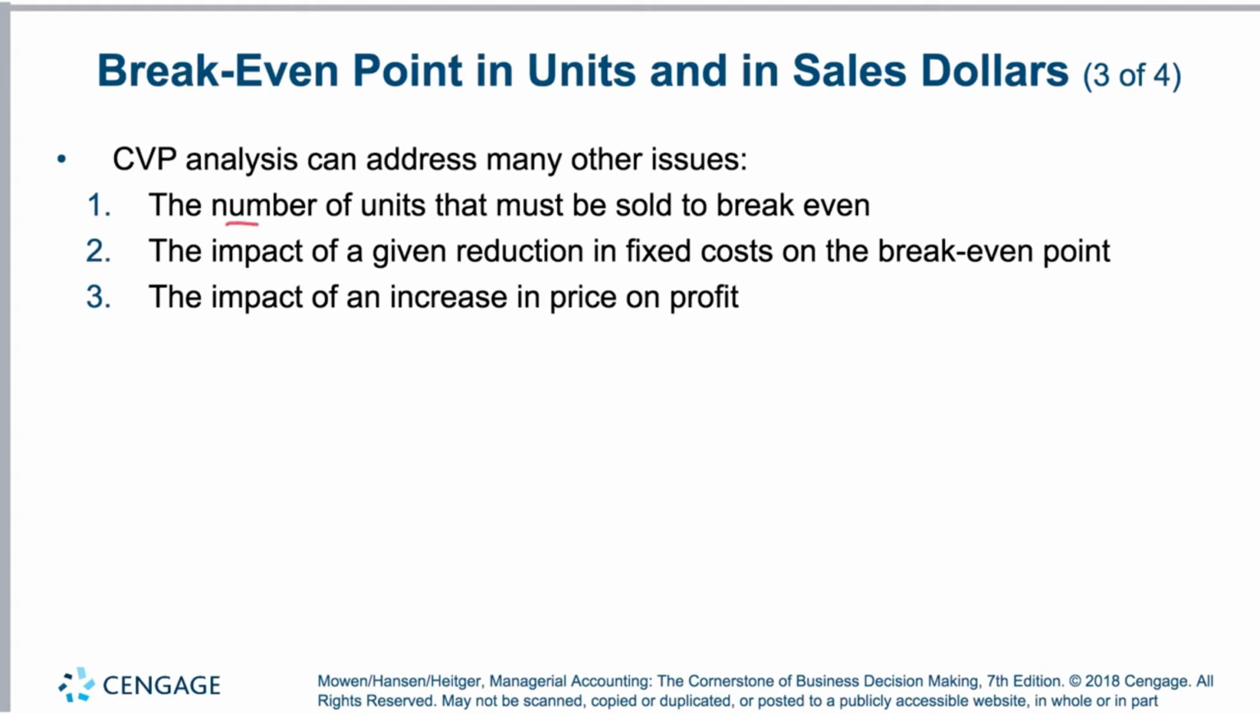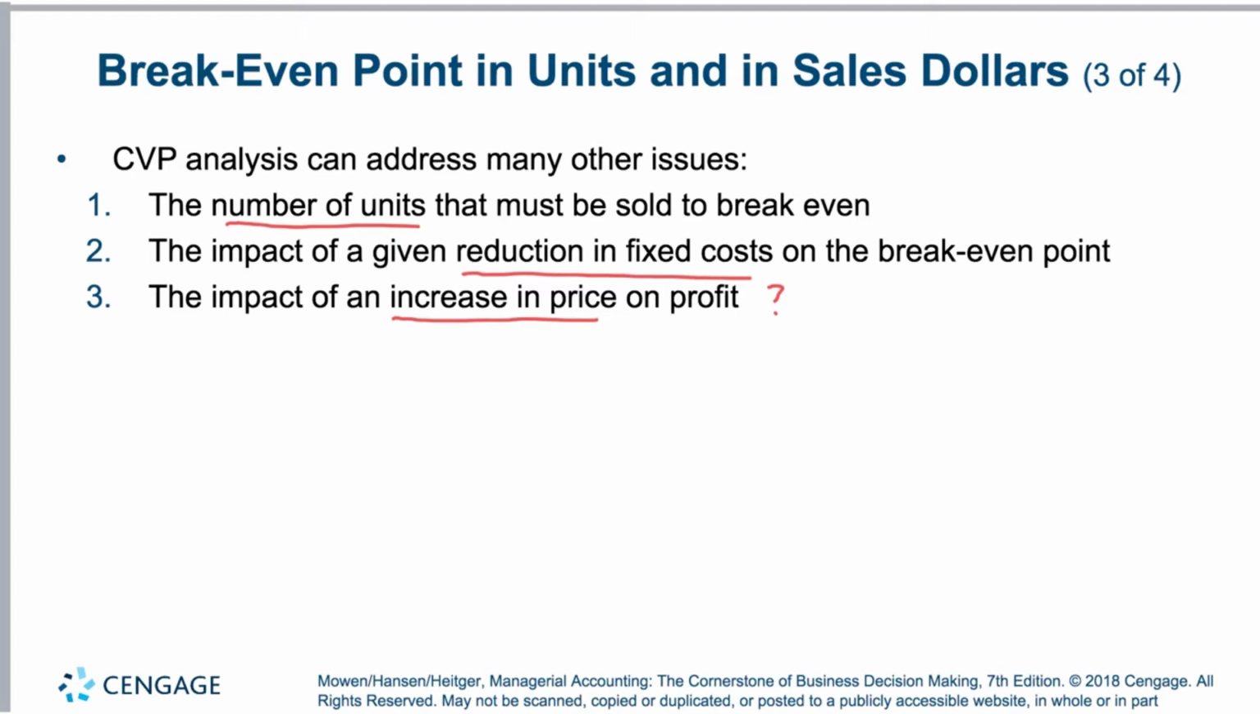How many units do we need to sell to break even? That's one thing that we can just calculate. What happens if we reduce our fixed cost to the number of units that we need to sell to break even? And what happens if we increase our price? What happens to our profit if we increase our price? Does an increase in price lead to an increase in profit? Not necessarily, because it depends on how much the sales will drop if your price goes up.